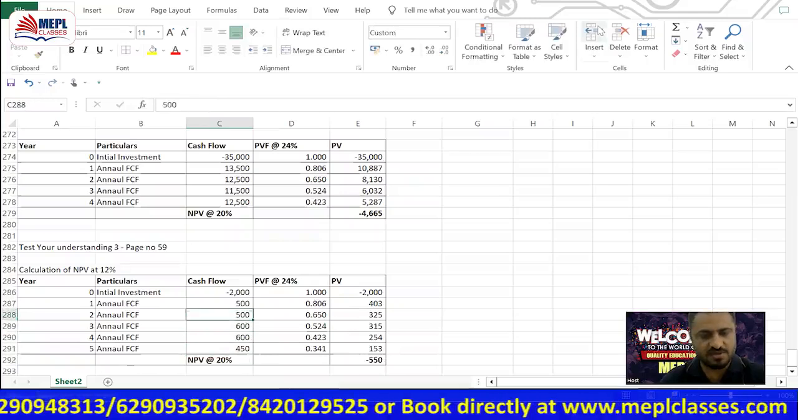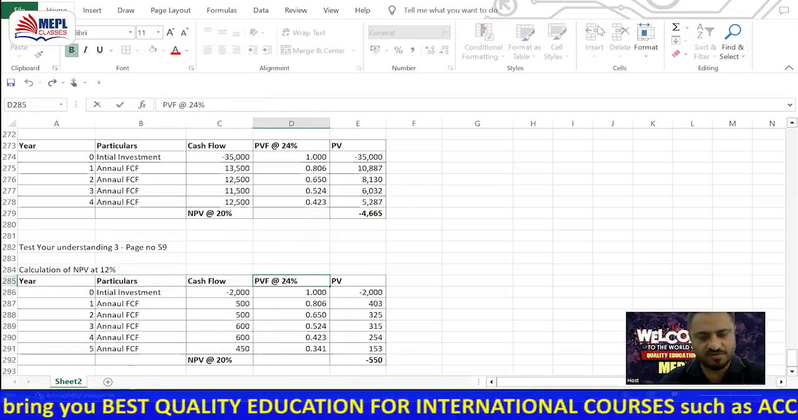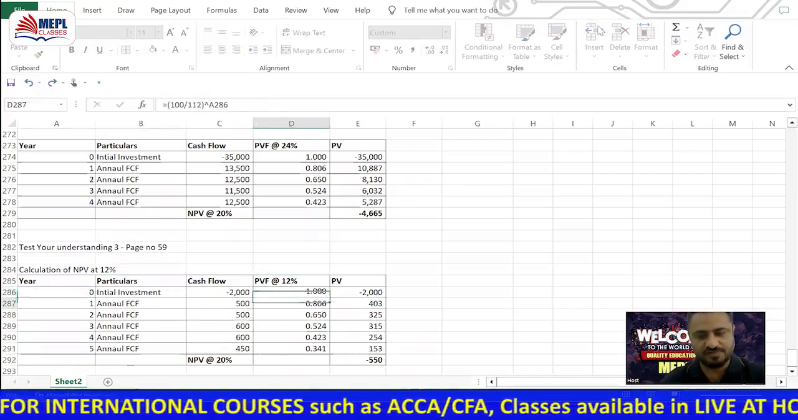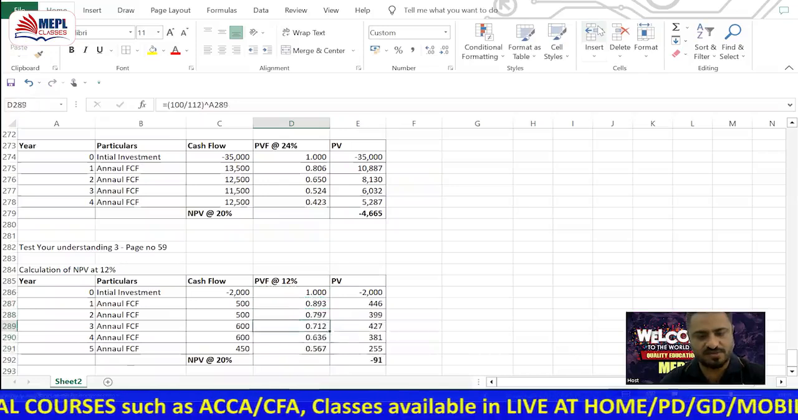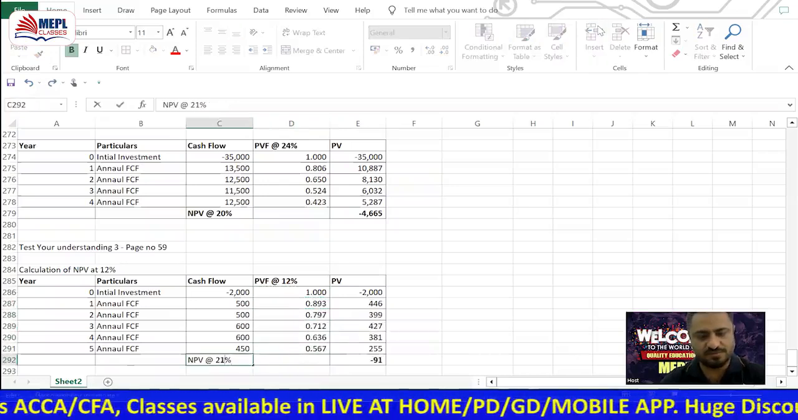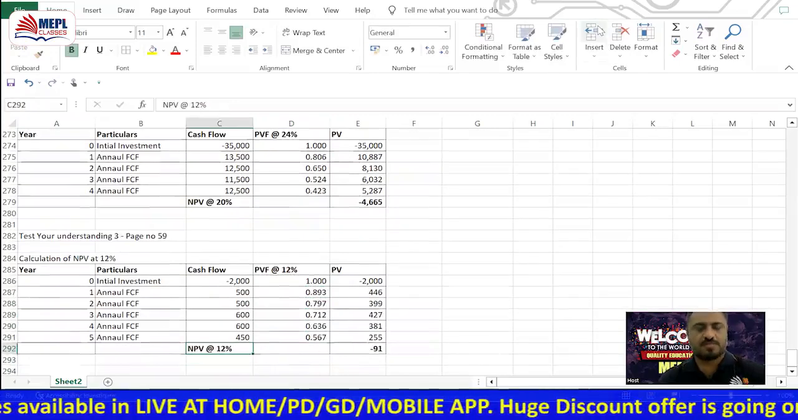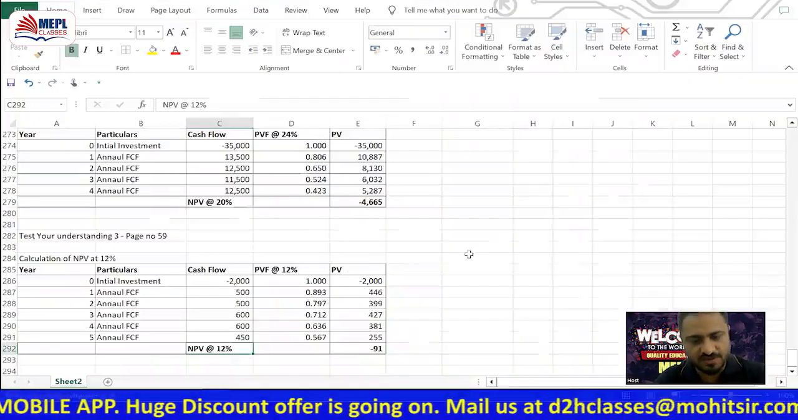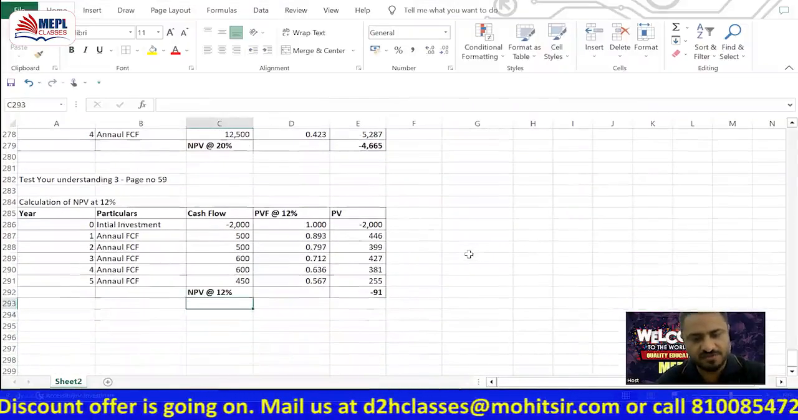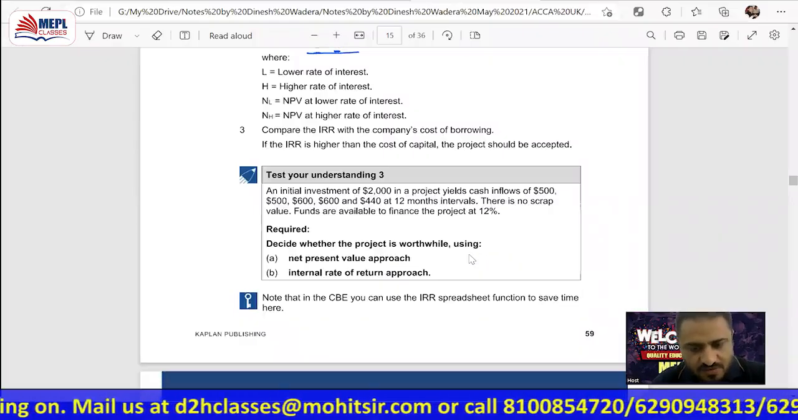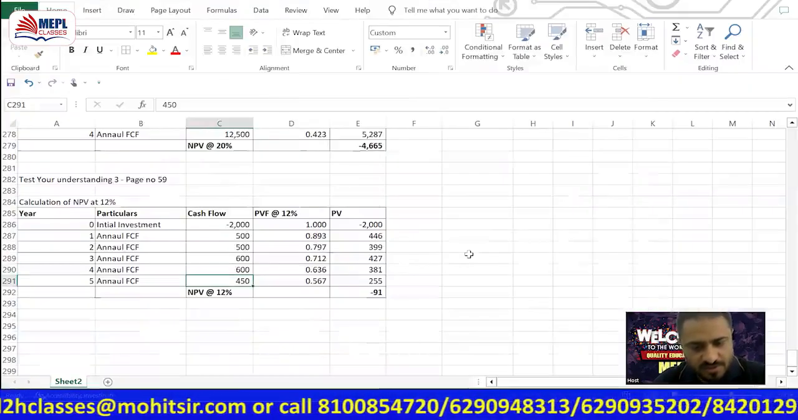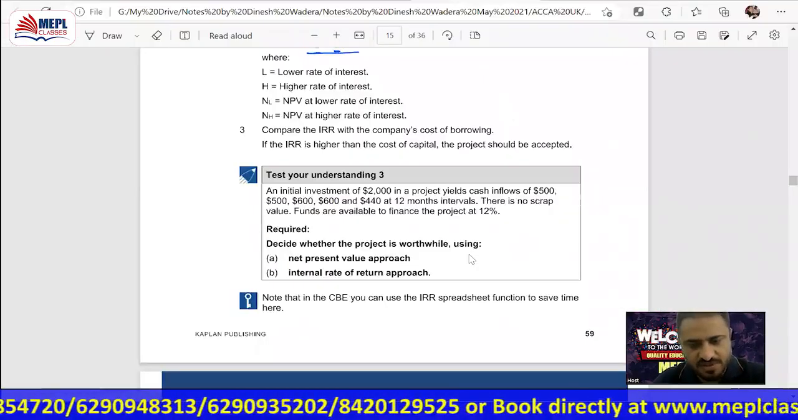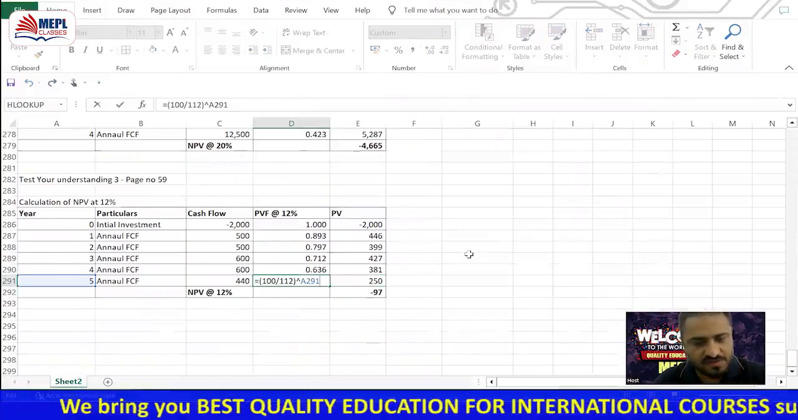Now they want us to calculate the NPV at 12%. Just changing the formula. 12% means 1.12. That's it. My NPV at 12% is negative. So, what does it decide, whether the project is worthwhile? NPV at 12% is negative. Let me check. 5, 5, 6, 6, 440 it is. Okay. It's still negative, no worries. And 12%. That is all fine.